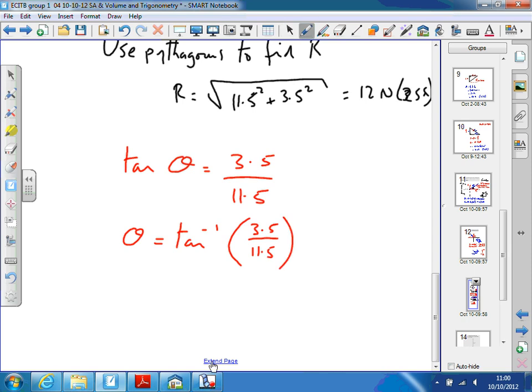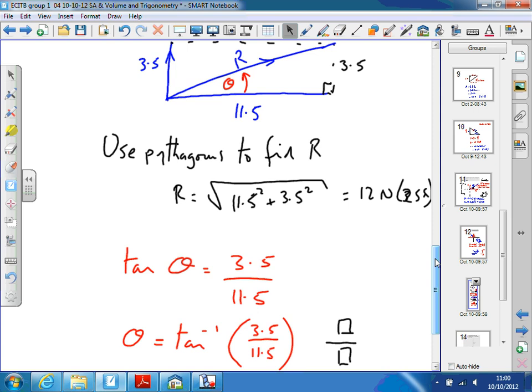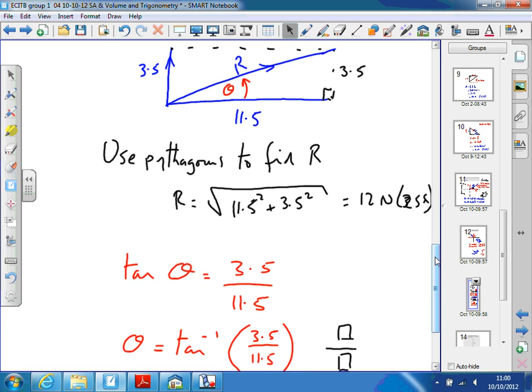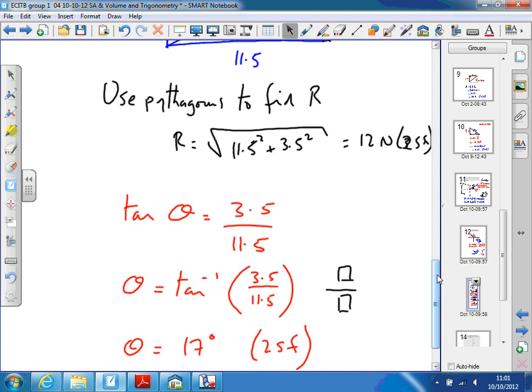And I would use the fraction button to do that on the calculator. So I'd go inverse tan and then use the fraction button and then 3.5 over 11.5. And it would give me the angle, which is 16.9. Nearest degree, 17 degrees, or 20 degrees for one significant figure. I wouldn't generally write parts of a degree. The nearest degree is good enough. We use tangent because we know the opposite and the adjacent. Right, I'll just pause there.